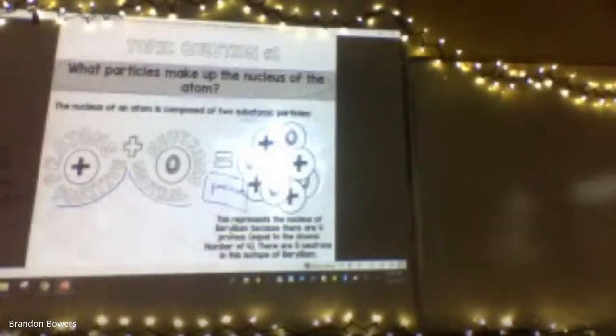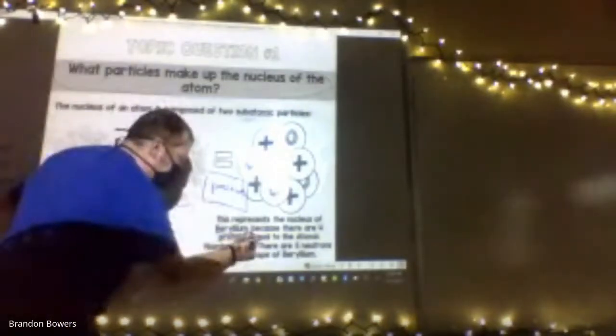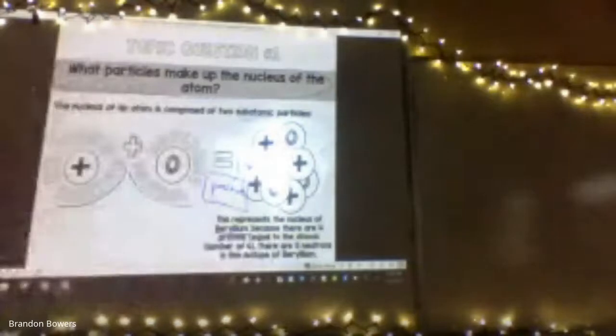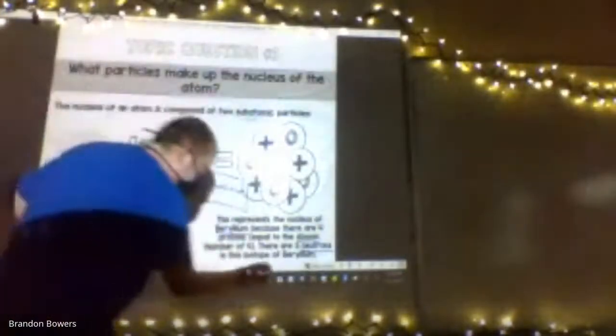This represents the nucleus of beryllium because there are 4 protons, equal to the atomic number. Equal to, there are 5 neutrons in this isotope.